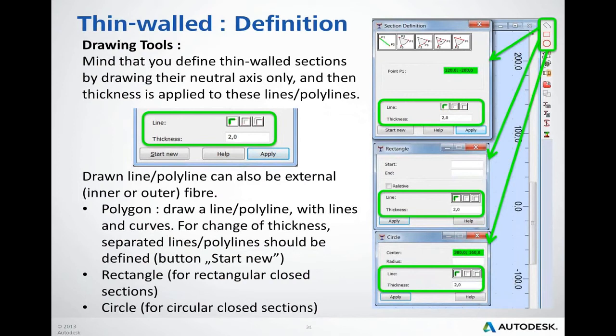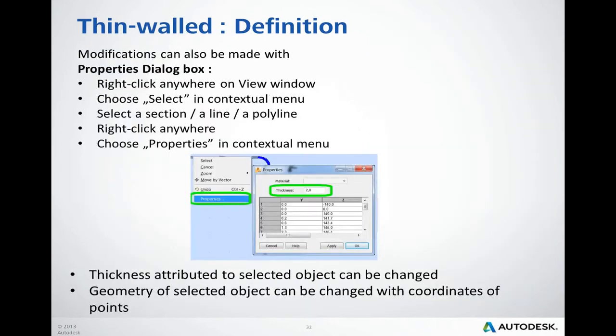Section shape can also be drawn by tools existing in this module. Note that only the neutral axis should be drawn and thickness is applied to these lines or polylines. The drawn line or polyline can be on the external or outer fiber. There are a few additional commands to help create the correct section shape, like translation, rotation, mirror, the same as for solids. See slide 14. Additionally, modification can also be made in the Properties dialog box, displayed from the right-hand side mouse click menu.